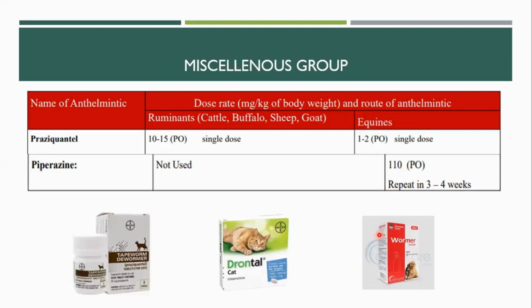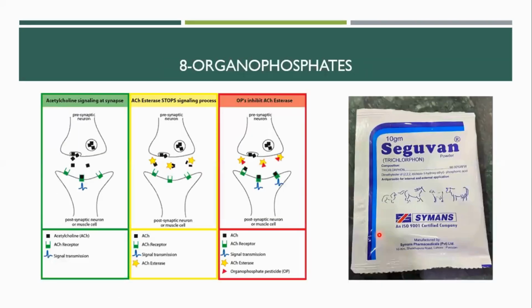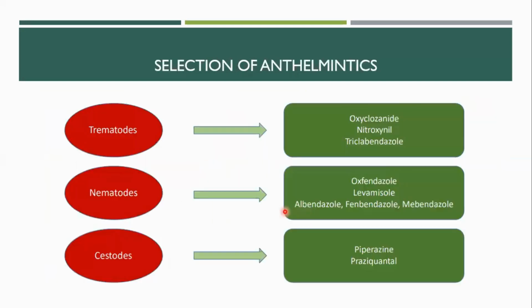The dose rate for praziquantel is 10 to 15 milligram per kg in ruminants and 1 to 2 milligram per kg in equines. And piperazine has a dose rate of 110 milligram per kg through the per oral route in the equines. Then comes the last group of anthelmintics, that is organophosphates. It is used for the ectoparasites as well as endoparasites, just like ivermectin. The mechanism of action for this group is similar to imidazothiazoles, as they inhibit the acetylcholinesterase enzyme. When this enzyme is inhibited, acetylcholine is accumulated, which causes continuous contractions leading to spastic paralysis and ultimately expulsion of the parasite from the body of the animal.